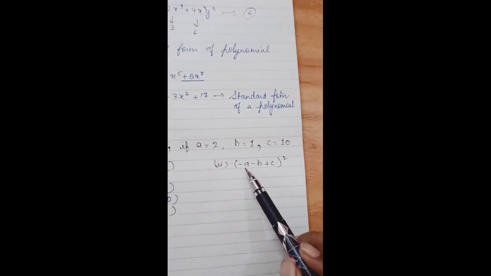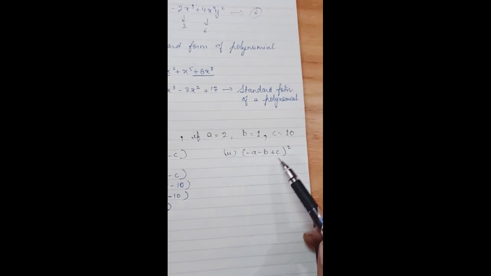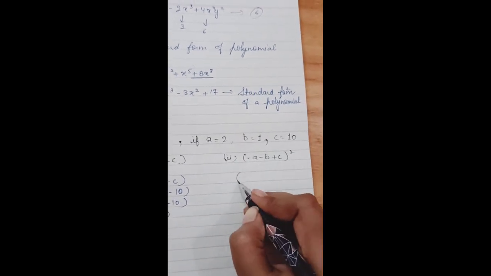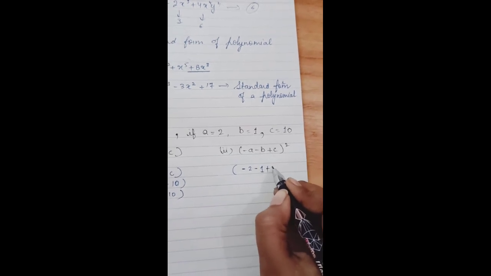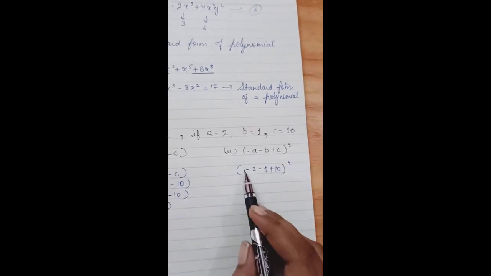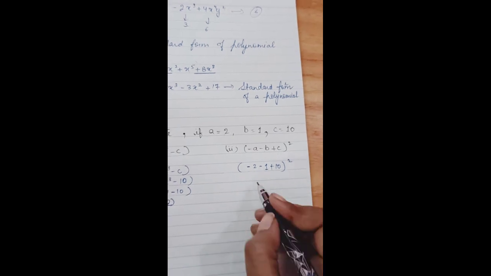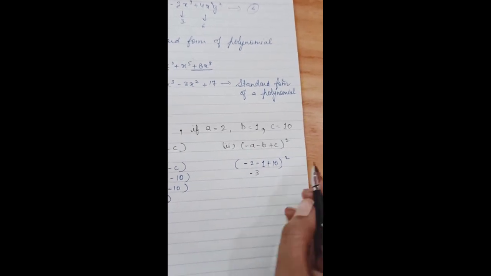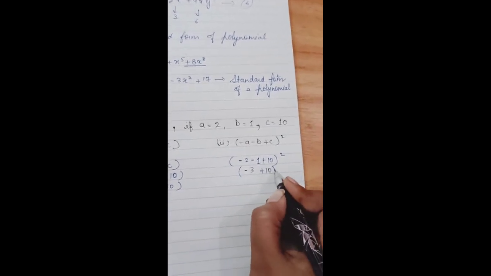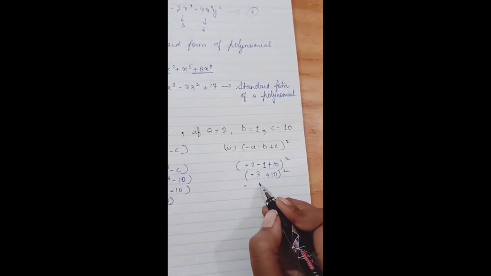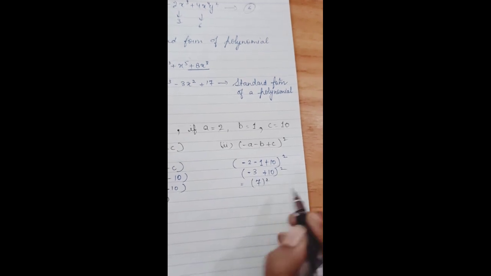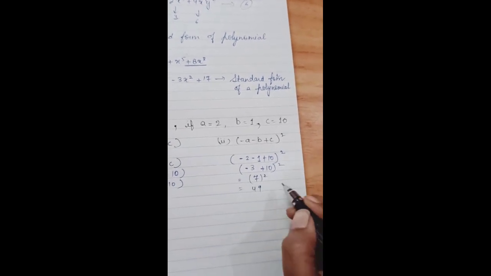Similarly here we have minus a minus b plus c whole square. First we put the values here: minus 2 minus 1 plus 10 whole square. Now minus 2 minus 1 is minus 3, then plus 10 whole square. Now minus 3 plus 10, so here we get 7 square. Now 7 square means 49. This is your required answer.